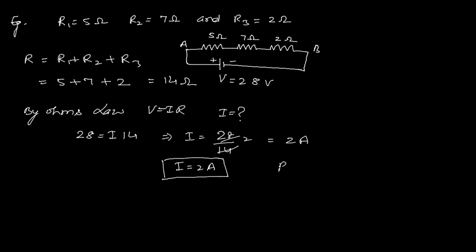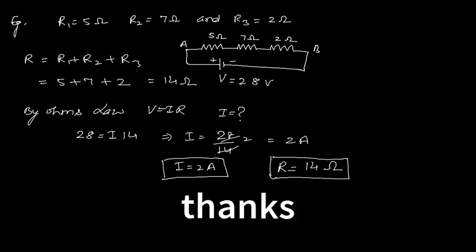So in this way we can find out the current as well as the resistance, that is 14 ohm. So this is the method by which we can simply find out the resistances and currents through the circuit for series combination.